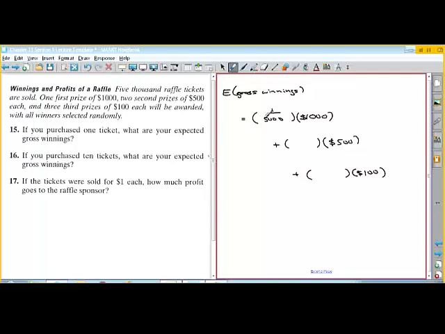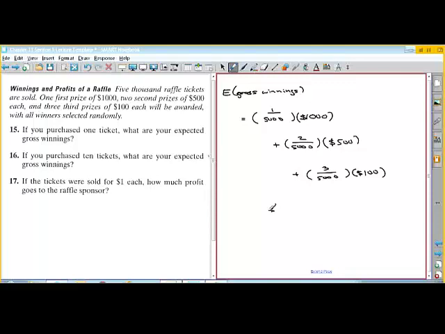So the 2 second prizes, each $500. You could kind of think, so yeah, you might say it's 1 out of 5,000 times 1,000, because the total value is worth 1,000. But the probability of getting a $500 prize is 2 out of 5,000, because you have 2 winners, 2 tickets. And then the third case is you have 3 people out of 5,000 that win $100. So you just add those together.